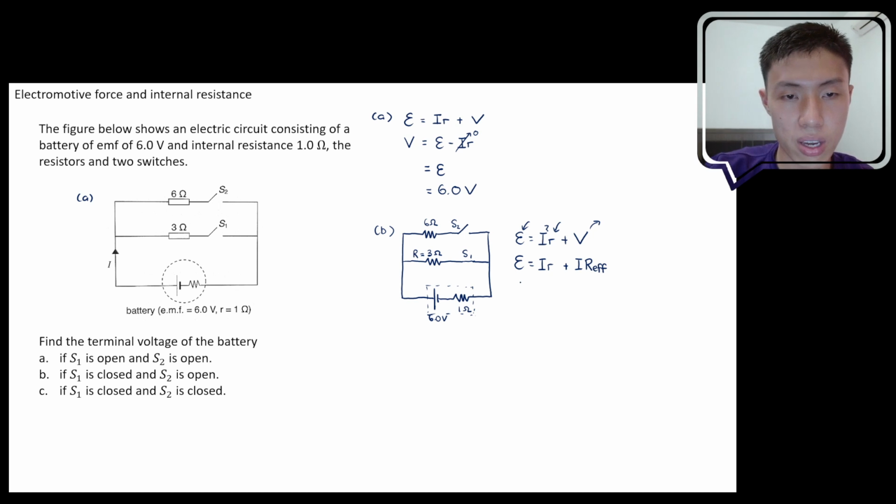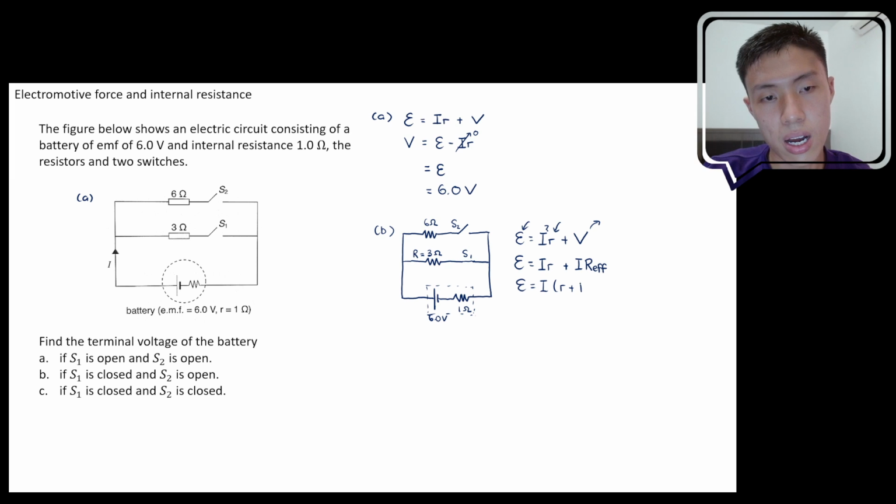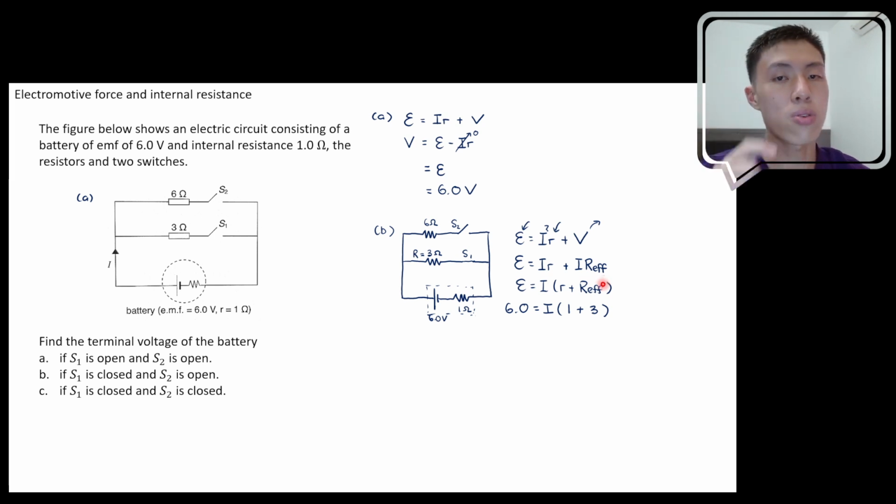Okay, so now you can factorize the current. So this will be R plus R effective. Doing so, you can do a substitution, I believe. So this will be 6 volt EMF. Current, we don't know the current, but we have our internal resistance, which is 1 ohm, and our effective resistance is just 3. Effective resistance here doesn't include the resistance caused by the battery material. We're looking at the external circuit. After we combine all the resistance in the external circuit, what is the effective value? That will be the effective resistance.